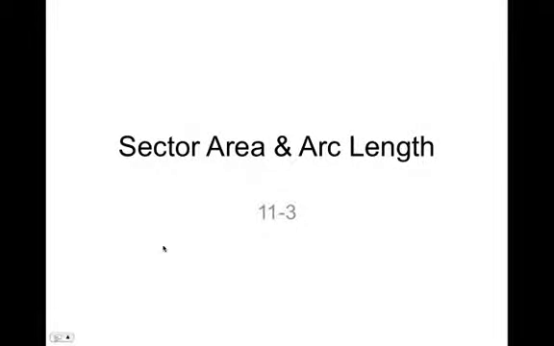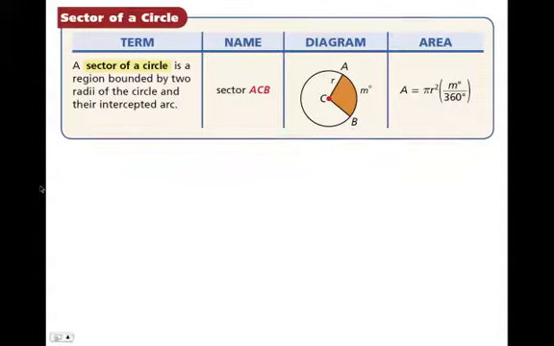Let's talk about sector area and arc length of circles. The sector of a circle is like a piece of pie. It's the area of a specific region bounded by two radii of the circle and their intercepted arc. So when I say a piece of pie, it's how much of the pie are you taking out? It's that sector of the circle.